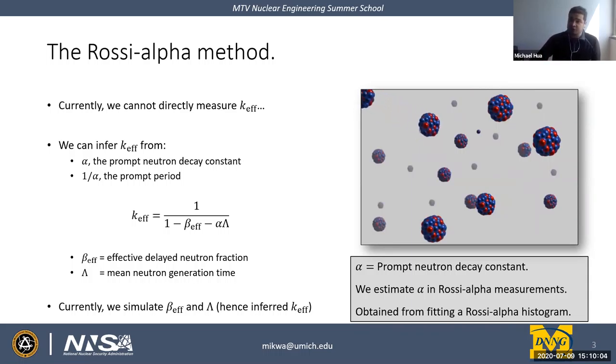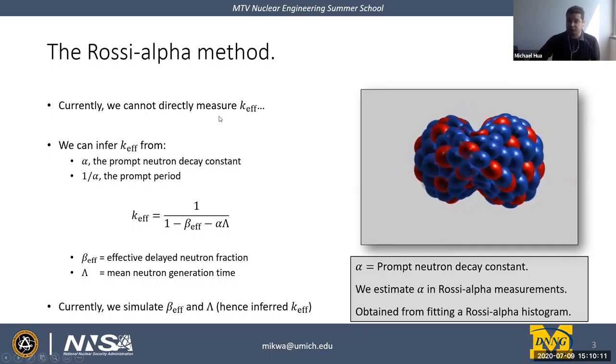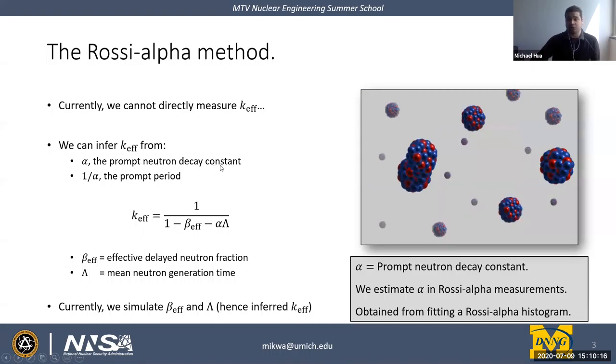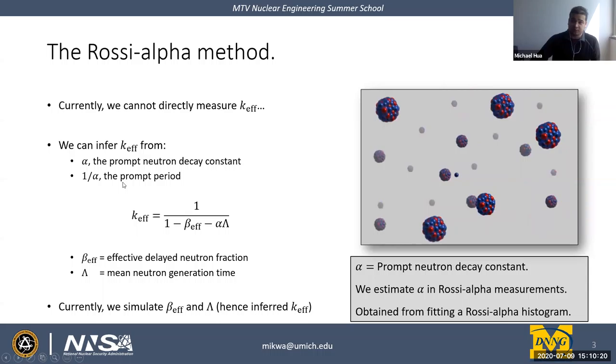A challenge, though, is we can't directly measure k-effective. We don't have a k-effective meter where we can just turn it on and say, yep, that's k-effective. So what we do is we infer it from the prompt neutron decay constant, or its inverse, the prompt period.